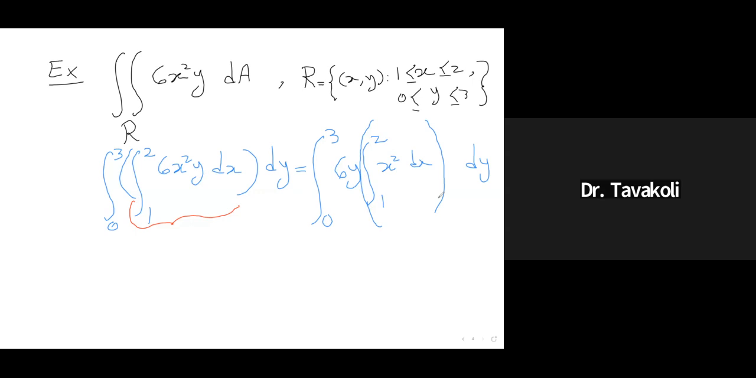This is quite simple. As you know, the antiderivative of x squared is x cubed over 3, using the fundamental theorem of calculus. Then evaluate at these two numbers, the limits of the integral. At 2 it is 8 over 3, at 1 it is 1/3. So this is going to be equal to 8 over 3 minus 1 over 3, which is 7 over 3. So far I have the integral from 0 to 3 of 6y times 7 over 3 dy.